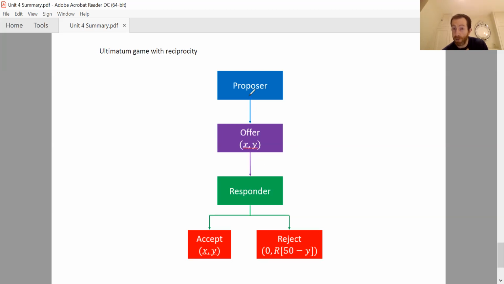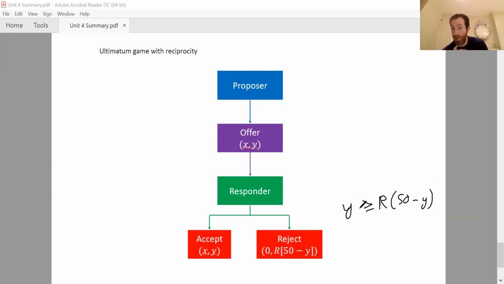Because from the proposer's point of view, the proposer wants an acceptance, because X, whatever that ends up being, is going to be bigger than 0. So the proposer wants an acceptance. So now we need to think, what does the proposer have to do to get that acceptance? Well, they have to make it so that Y is greater than or equal to R times 50 minus Y.